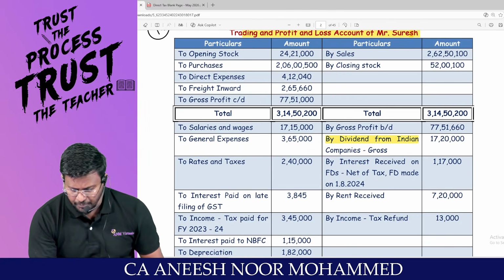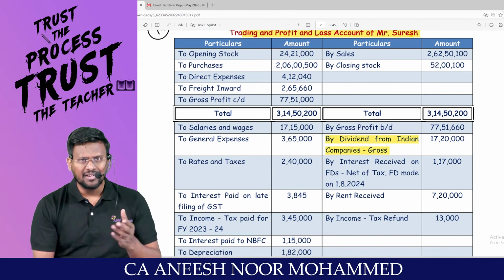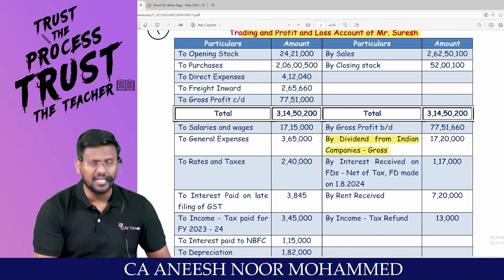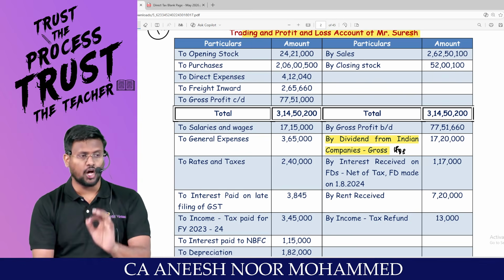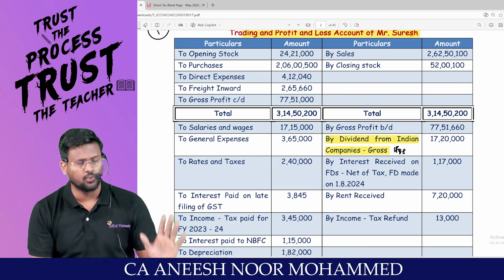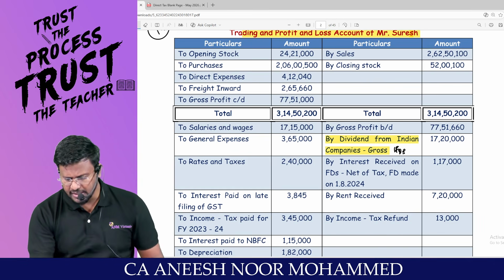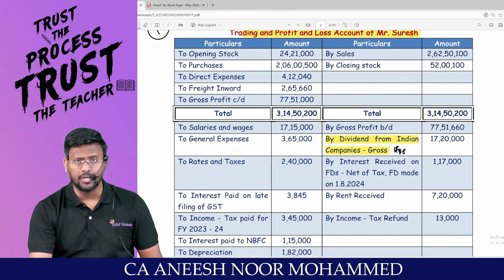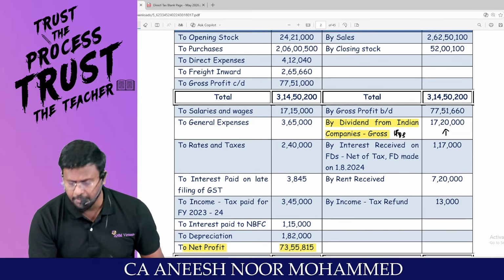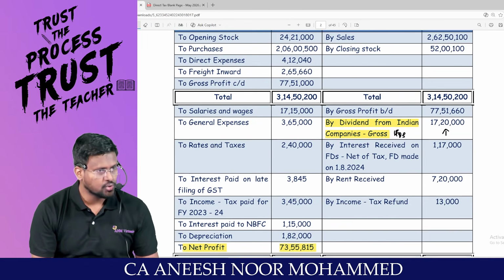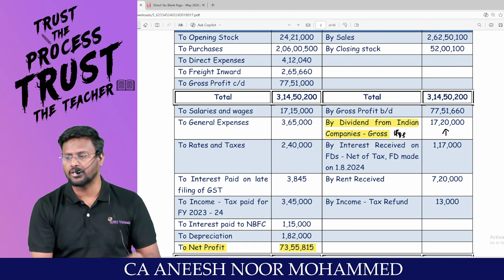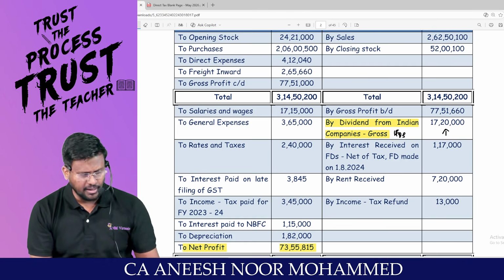By dividend from Indian company, gross. Sir, dividend from Indian company is an income taxable under the head IFOS. So this should not be credited to the P&L account. Because of crediting 17,20,000 to the P&L account, the credit side of the P&L account increases. Because of that, net profit increases. It should not increase. Deduct from PGBP and include under the head IFOS.